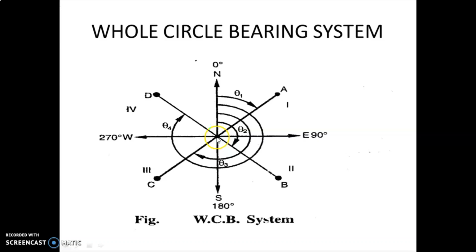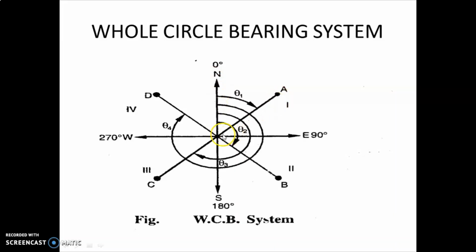Same way, this is your OB line, which makes angle theta 2 with respect to the north direction again. This is your OC survey line which makes angle theta 3. You can see this is theta 3, but again it makes the angle with respect to the north direction. And this is survey line OD which makes angle theta 4, again with respect to the north direction.